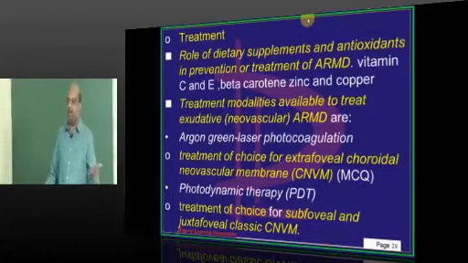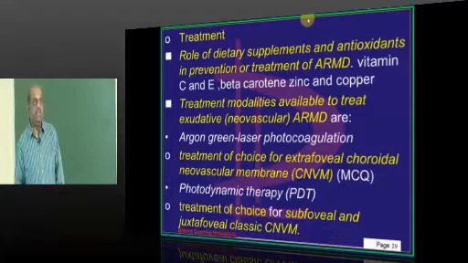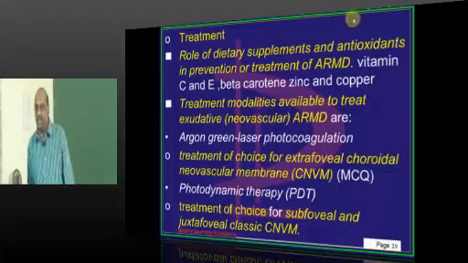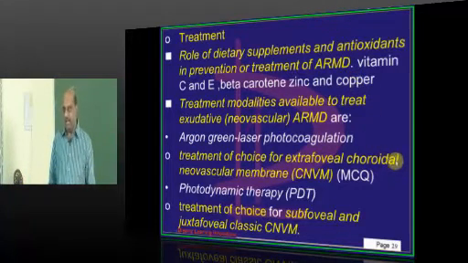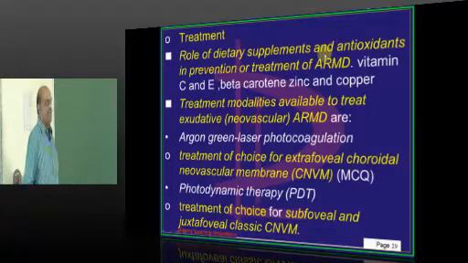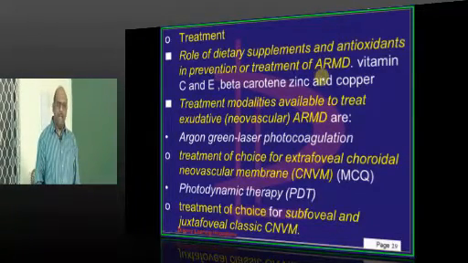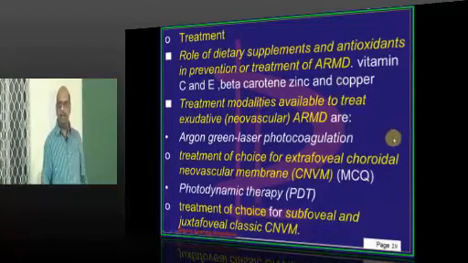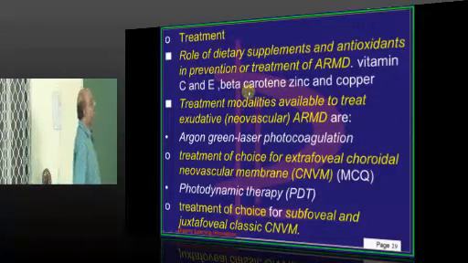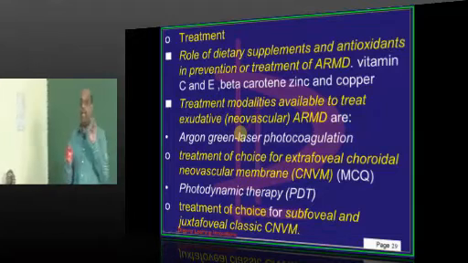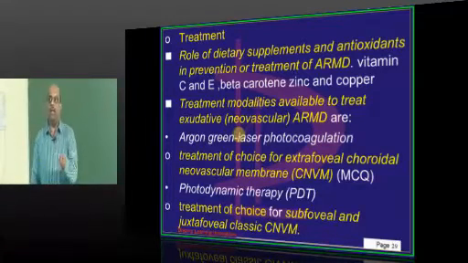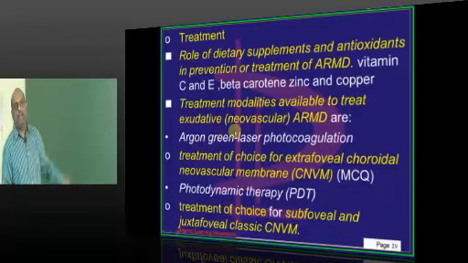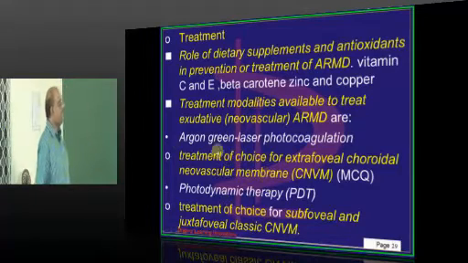Now doctor, what is the treatment of this entity? As much as Indian ophthalmologists have to worry about cataract, Californian ophthalmologists need to worry about age-related macular degeneration. There is some role, not a very proven role, for antioxidants: vitamin C, vitamin E, beta carotene, zinc, copper. They are known to have some role. If it is the exudative type, where there are neovascularization features, then there is a role for argon green laser photocoagulation, which needs to be remembered.